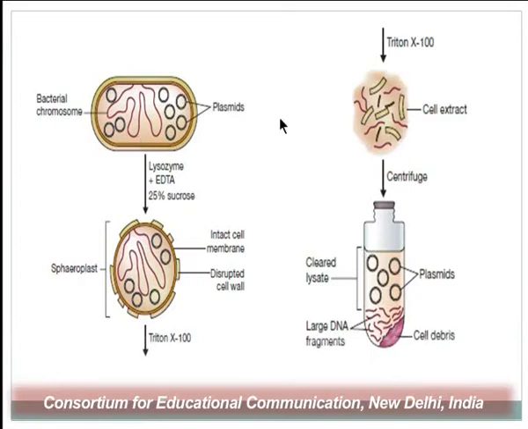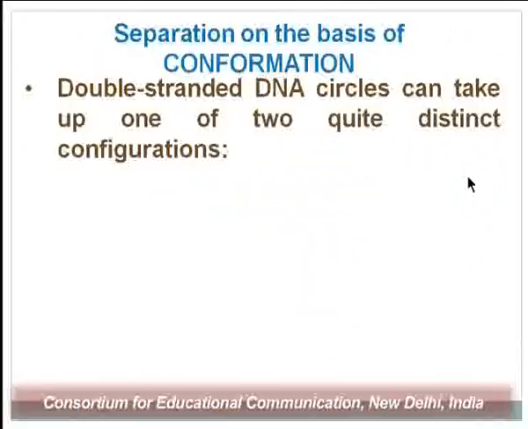Again, I have told you the disadvantage is if the plasmid sizes are large. For that, we use another aspect of the plasmids to separate them from the chromosomal DNA, and that is separation on the basis of conformation. Conformation is the structural organization of the plasmid DNA. You can refer to one of the lectures in molecular biology on the topology of DNA, where I have talked in detail about the various conformations of DNA inside a cell. Just to recall the simplest one, double-stranded DNA circles can take up one of two quite distinct configurations.